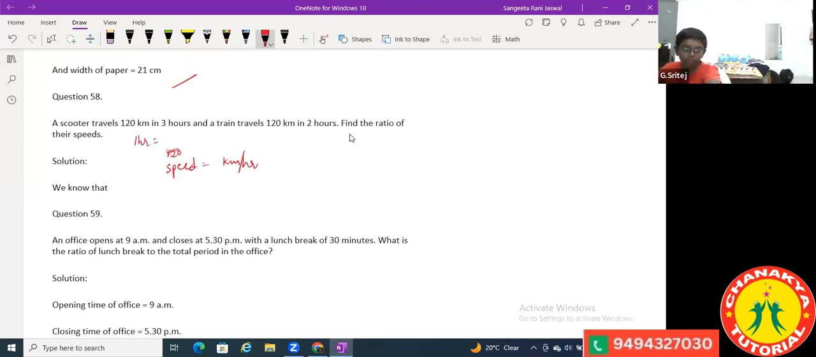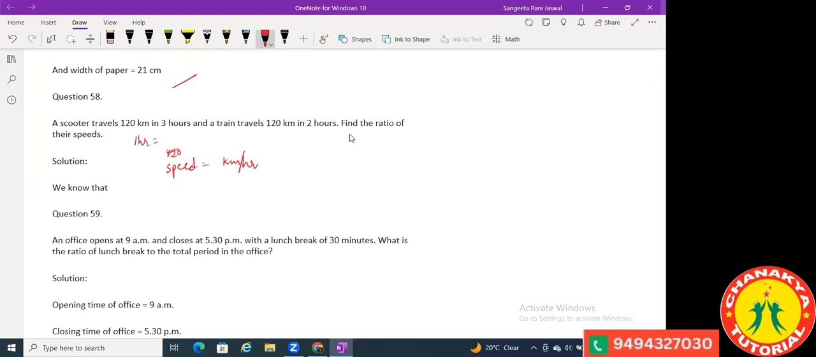So in 1 hour, how much is the scooter traveling? Ma'am, the scooter travels 40 kilometers per hour. Okay, it's 40 kilometers, right?